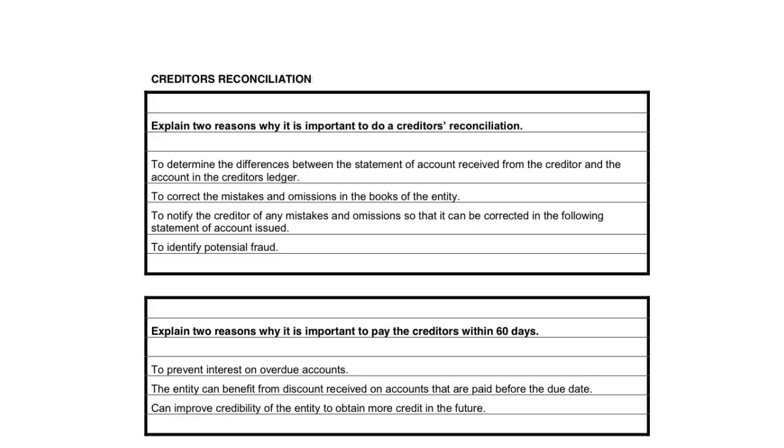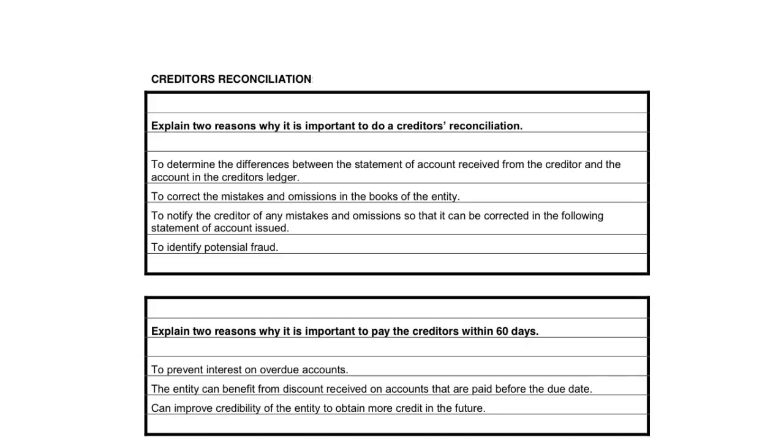The main reason for this is to identify potential fraud, either from employees working for you, who pretend that they pay money to a creditor that's not really paid and they pay the money into their own account, or on the side of the creditor's statement that you receive, you can see if there are mistakes there that will also point out fraud on their side.